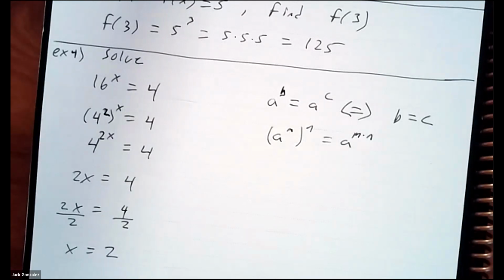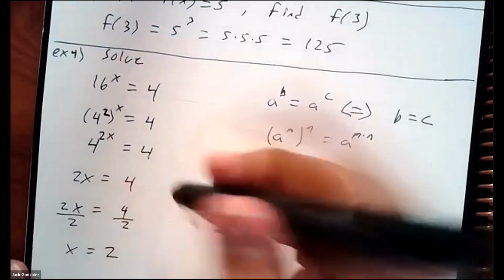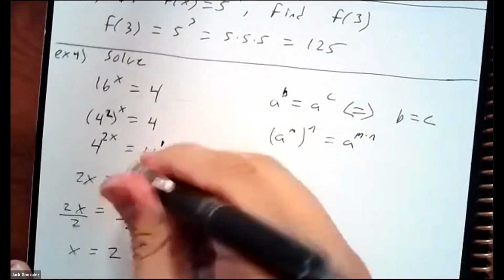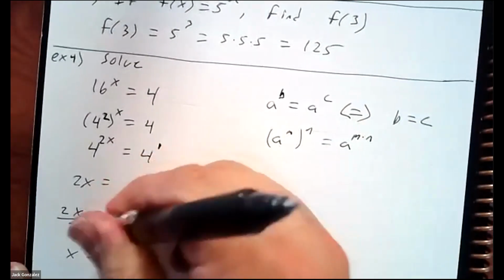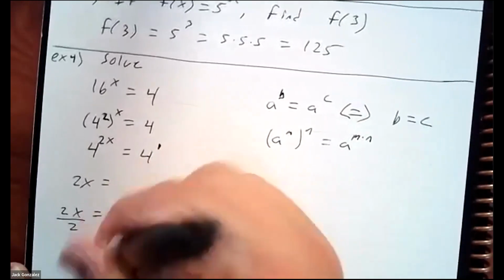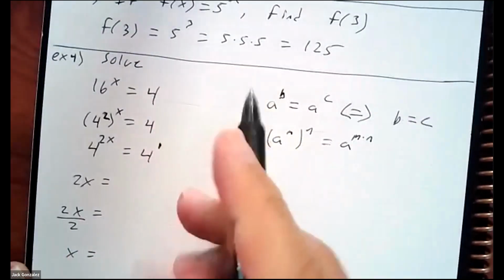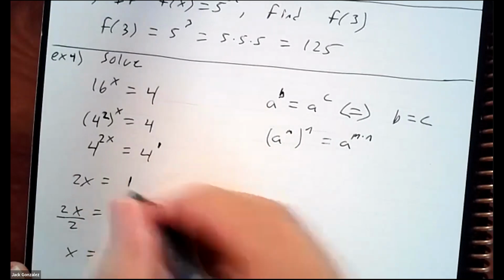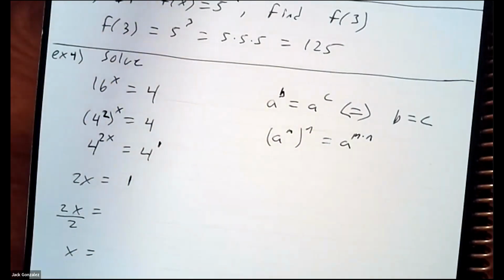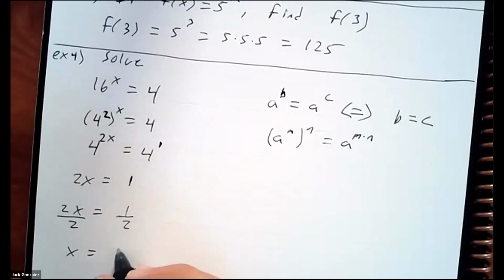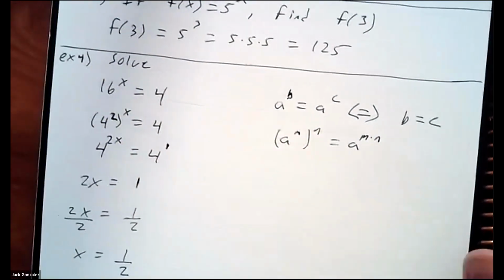Double check that. Oh, no, that's wrong. Oops. Yes, I said you set the powers equal. The power on this guy is a 1, right? I don't know where that 4 came from. So divide both sides by 2. The answer is 1/2.